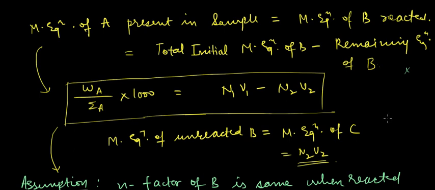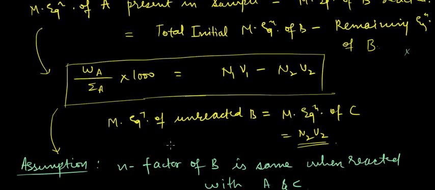Just extrapolating this to the previously discussed case, if the n factor of B, which is the common compound used in both the steps, is the same in both the steps, then only we can compare the milliequivalents in both the steps. If not, then we cannot compare the milliequivalents.